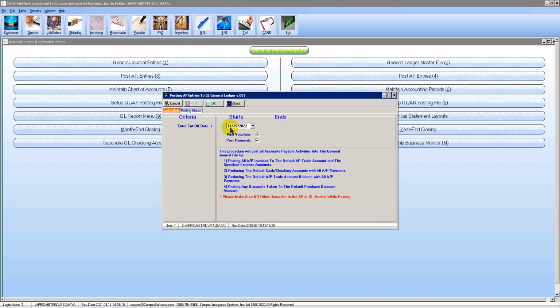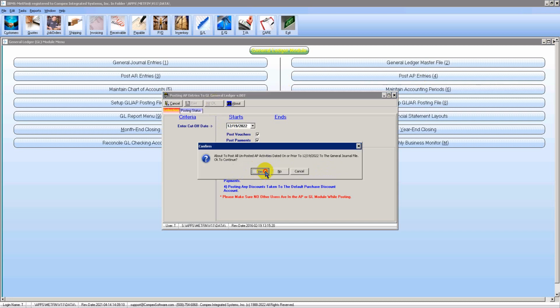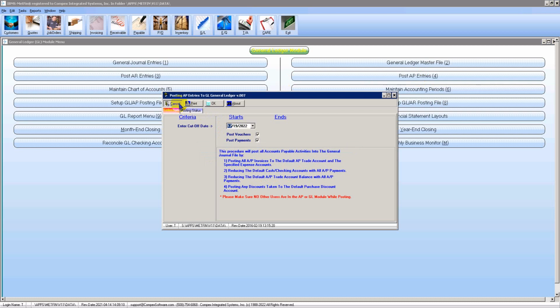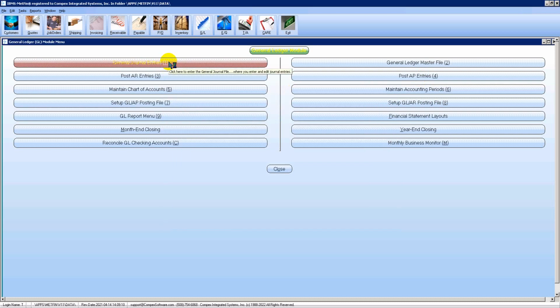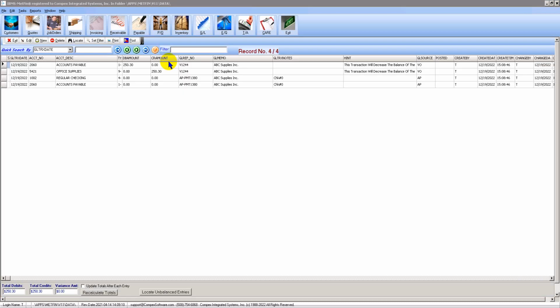Okay, so I'm gonna go ahead and change the date. Post. All right, so let's take a look at the general journal entries. So here we are.